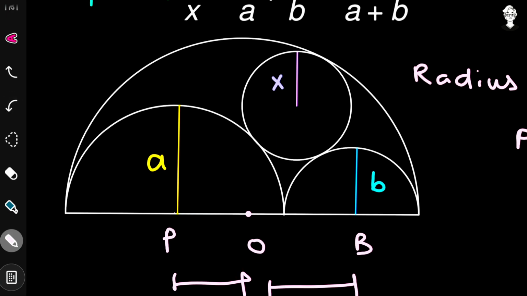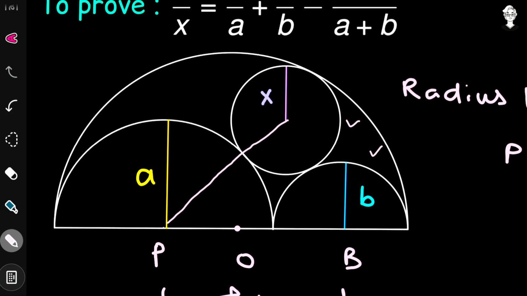So as per the theorem that we just discussed, if I draw a line segment from the center of this semicircle to the center of that circle, it will also pass through the tangent point that is over here. Now this circle was also tangent to this particular semicircle. So if I draw a line segment from the center of this circle to the center of this semicircle, it will also pass through the tangent point.